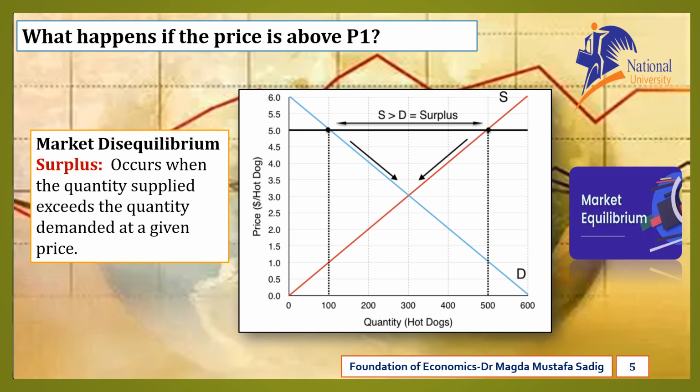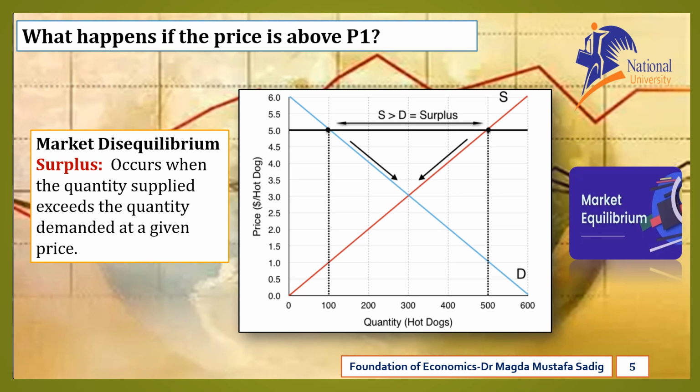But let us suppose the market price is set above the equilibrium at $5, maybe due to a price floor or incorrect market signals. So let us say the price is set at this higher level, which is $5. At this higher price, the quantity supplied is now 500 and the quantity demanded is 100.